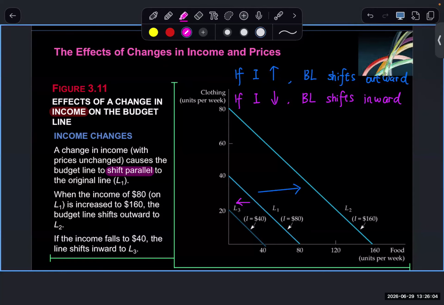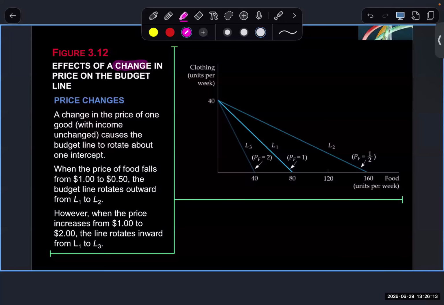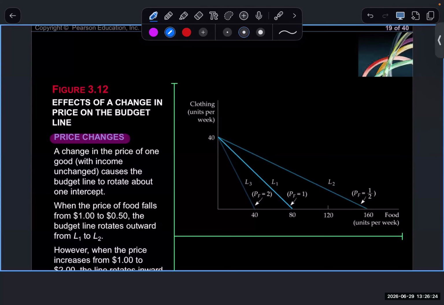Next one, we're gonna talk about change in price. Okay, so here is about change in price. Price changes, okay? Here we assume that the price of the clothing is fixed, okay? That's why we have 40 here. We don't change the price of the clothing, but we're gonna change the price of food, and let's see what will happen to the budget line.